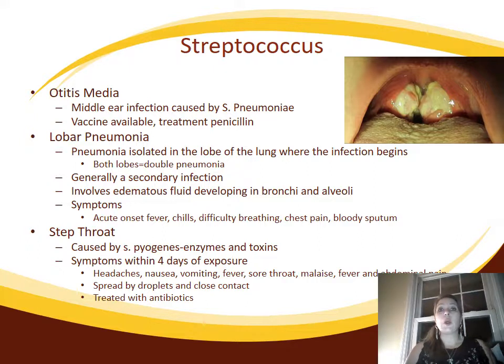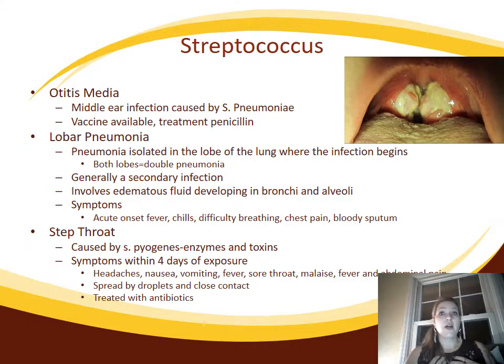There is what is called lobar pneumonia, which is generally what people refer to as just pneumonia. And that is pneumonia that is isolated in one particular lobe of the lung where the infection begins. If it moves into the other lung, then it's generally referred to as double pneumonia. So a lobar pneumonial infection in one lung, pneumonia. A lobar pneumonial infection in both lungs, double pneumonia.